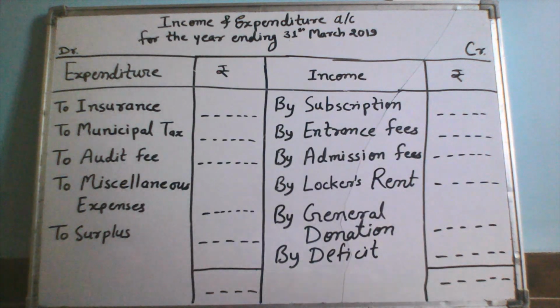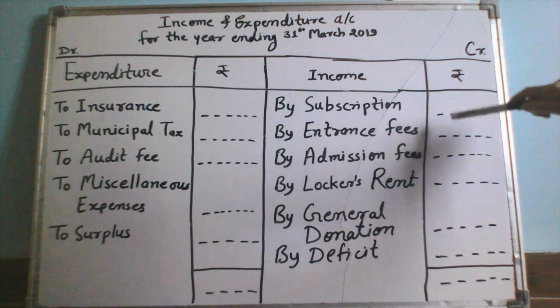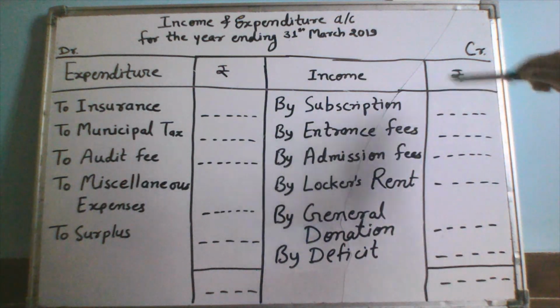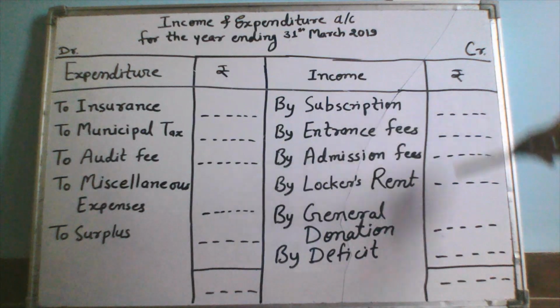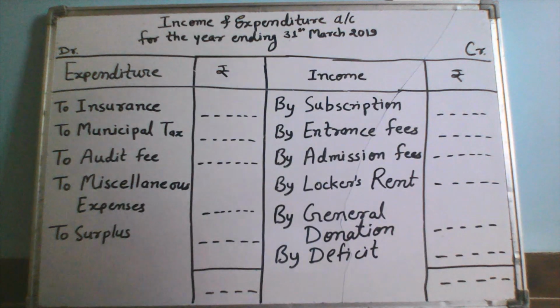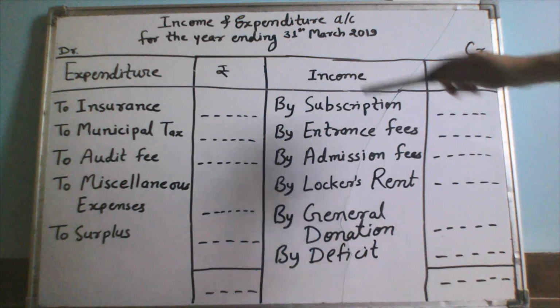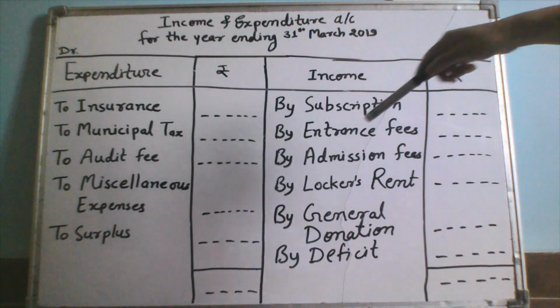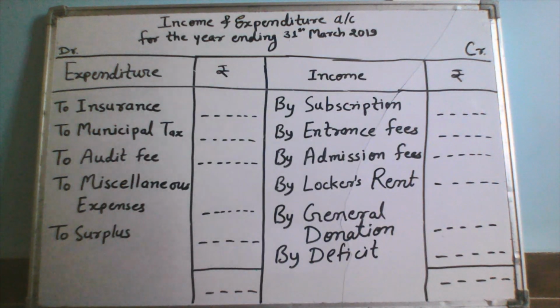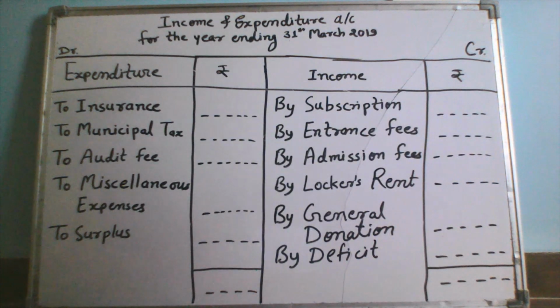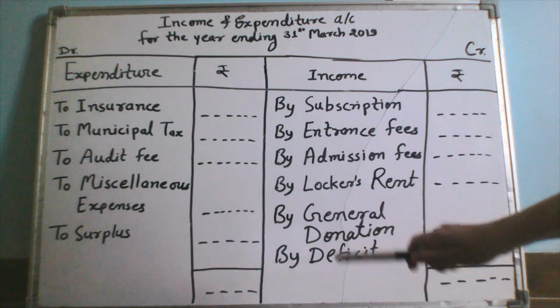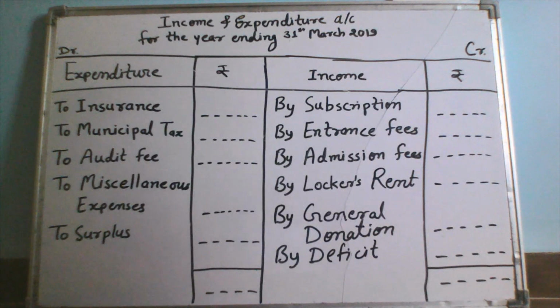If the total of the expenses side is more than the total of the income side, the balance amount will be called deficit and it will be written on the income side. Vice versa, if the total of the income side is more than the expenses side, the difference will be called surplus, which will be written on the expenses side. Then we will equalize the total amount of both debit and credit sides. So here is the income and expenditure account.